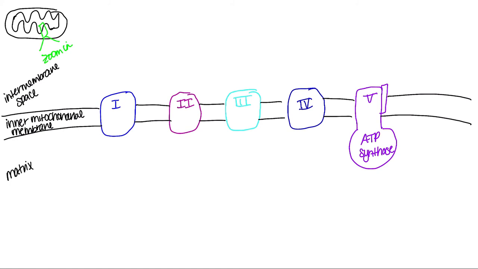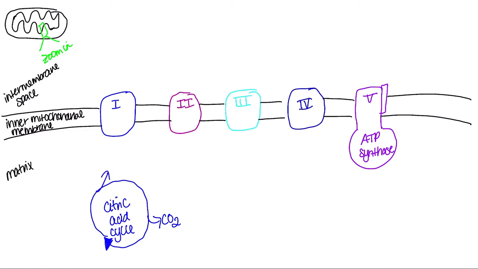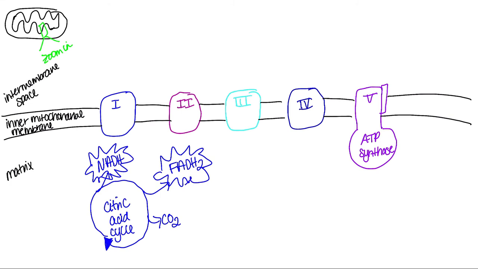So one thing that is going on in the matrix that we just finished talking about is the citric acid cycle. So let's go ahead and actually draw citric acid cycle. And we're not going to draw the whole cycle. We're just going to draw a simplified version of it. So we're going to draw our CO2 coming off of it. We know that NADH is produced in the citric acid cycle, and the other molecule that we reduce is FADH2. Okay. I'll actually move this down a little bit.